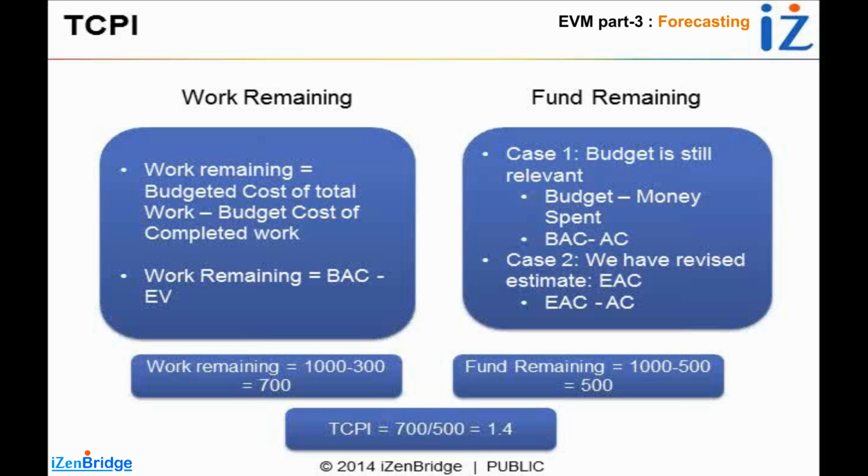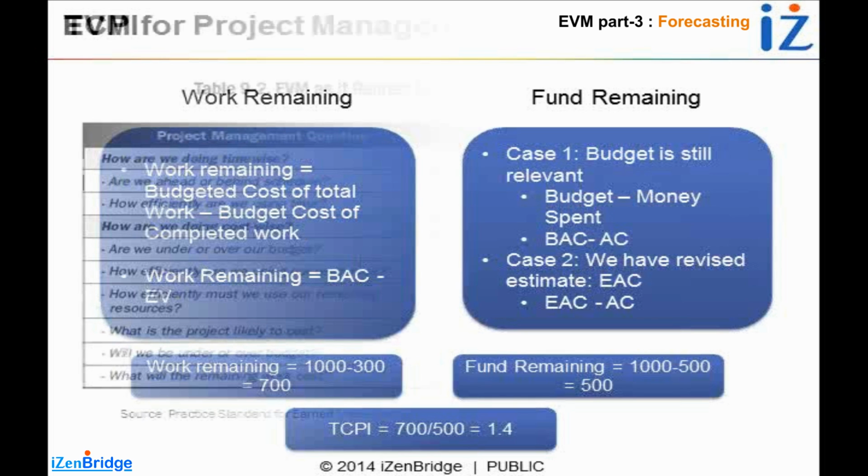Now in an exam, if you see in a question that estimate at completion information is given, you should pick that. In order to calculate fund remaining, you should always give a preference to EAC if that information is available in your question, because having EAC in the question itself represents that you do have a revised plan in place. It's not necessarily a revised baseline plan, it's a revised plan in place.